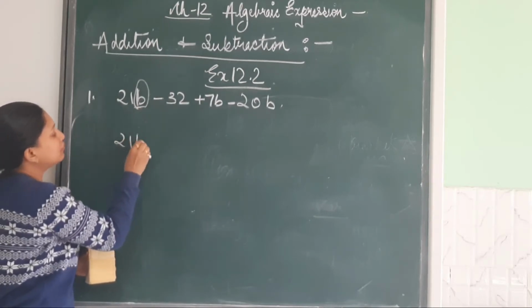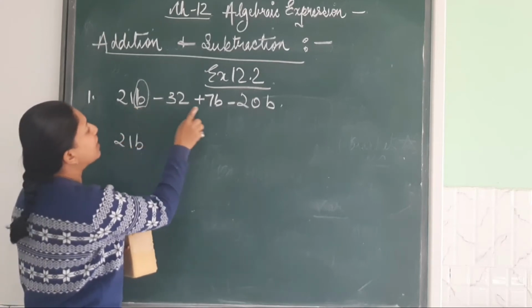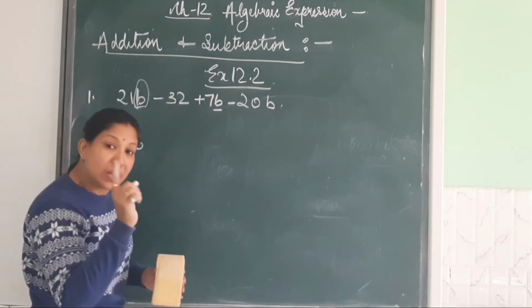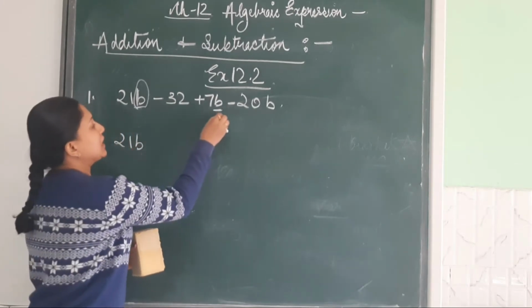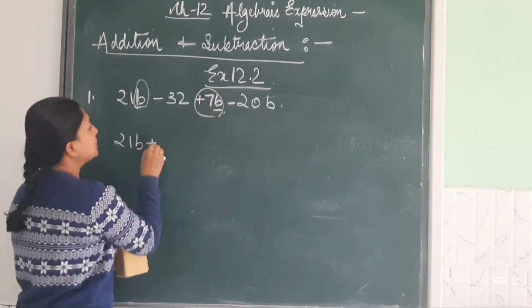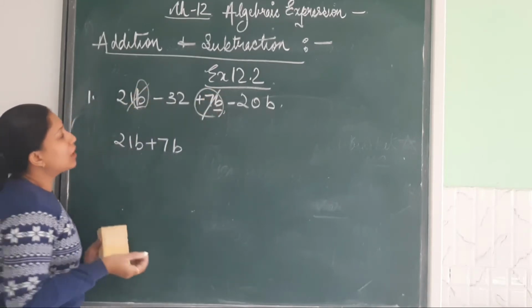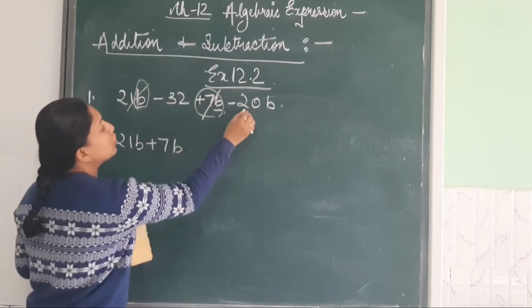Write down this first and now match. Do you have any other number with b? We are looking only for the variable b. Yes, here it is. So this is 7b. Cancel these two, we have taken. Now here we have one more b, children.